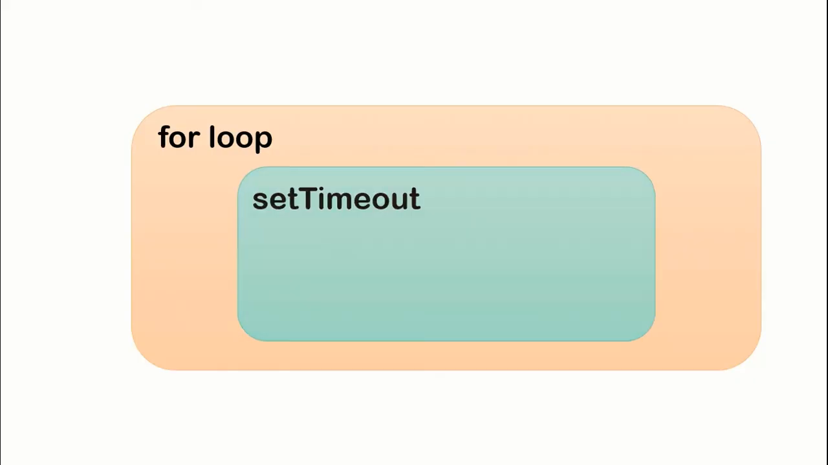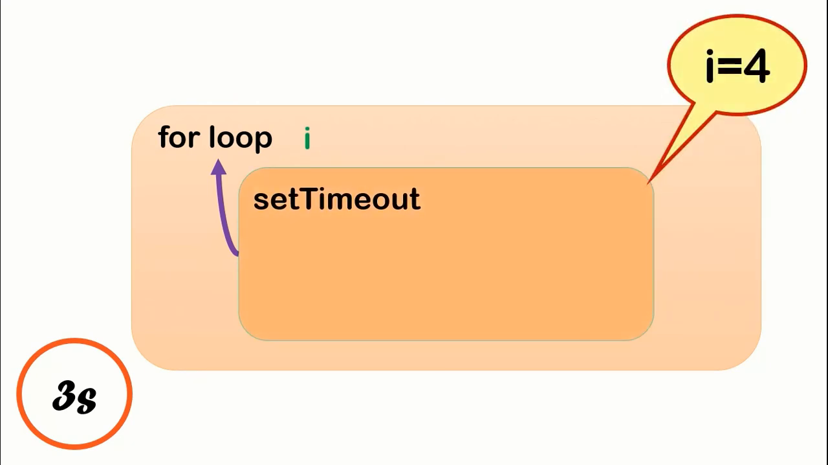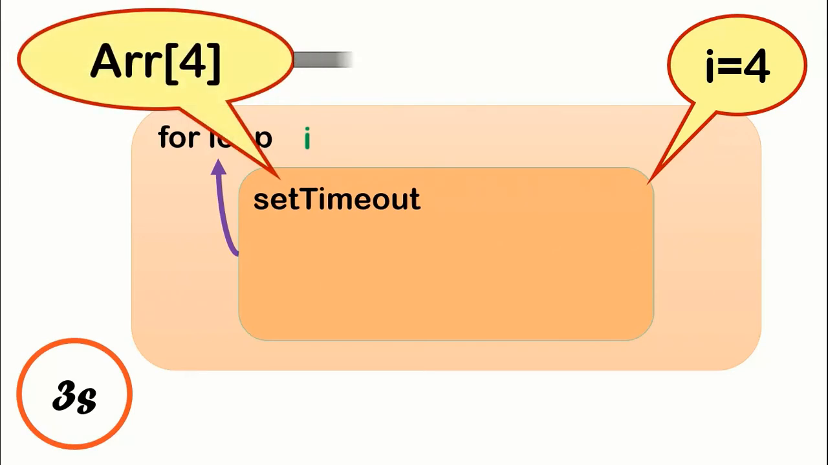The reason for this is because the setTimeout function creates a function that has access to its outer scope, which is the loop that contains the index i. After 3 seconds go by, the function is executed, and it prints out the value of i, which at the end of the loop is 4. Index 4 does not exist, which is why we get undefined.